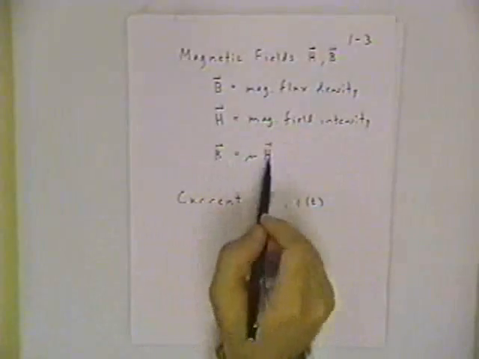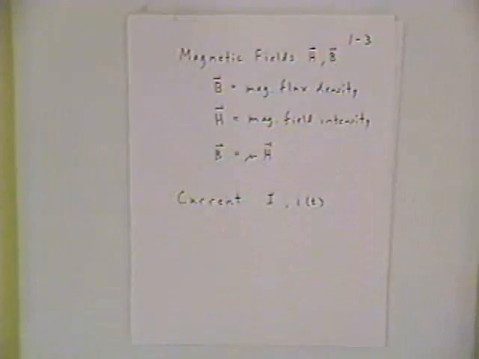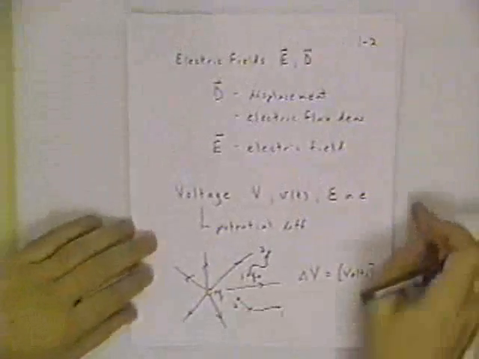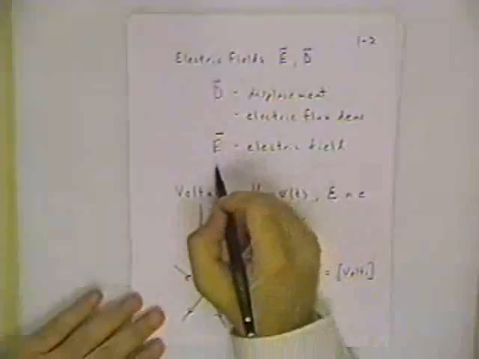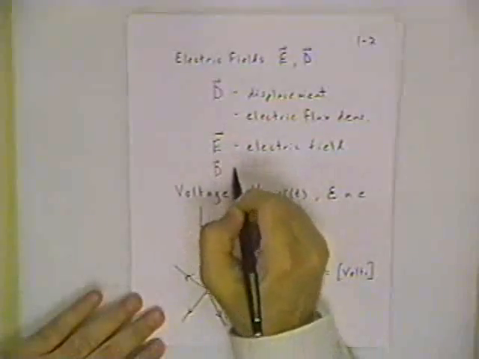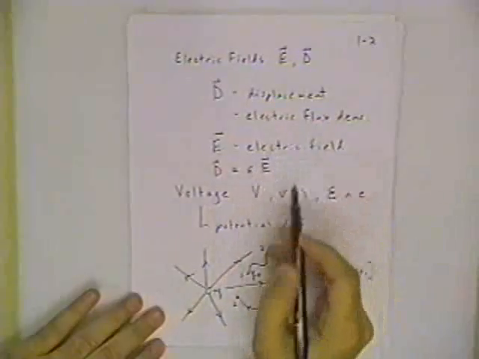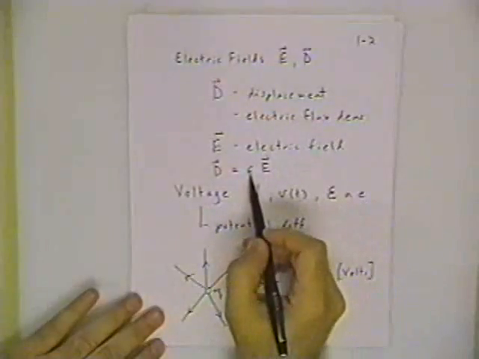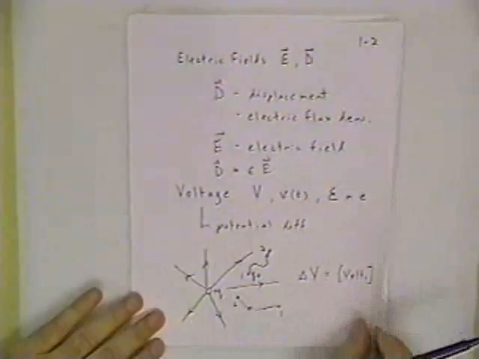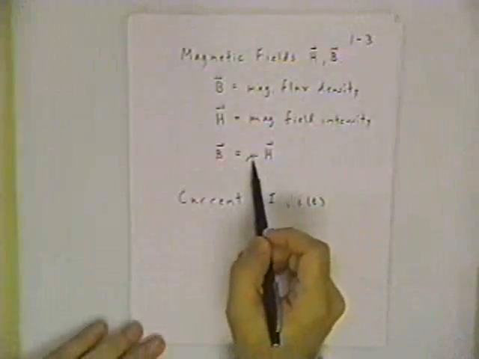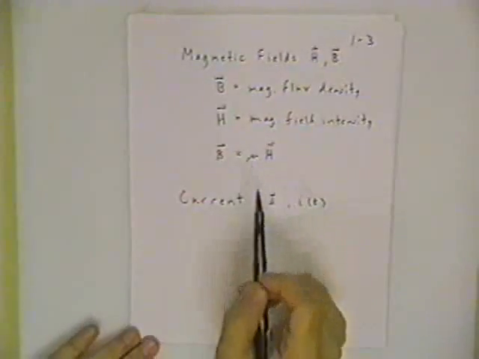This same relationship exists between the electric flux and the electric field. In fact, if I can go back to that page for just a second, that's something I meant to include right here. Flux is equal to a constant times field. This is called the permittivity, which is an electric field constant. In the analogous equation for magnetic field, mu is called permeability.